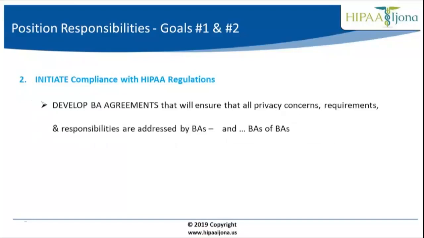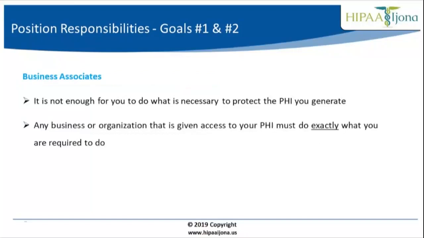You're going to have to develop BA agreements that will ensure that all privacy concerns, requirements, and responsibilities are addressed, not only by your direct business associates, but by any business associates down the line as well. An example would be you've got a lab that you outsource stuff to, and maybe there's one or two tests that they don't do, and there's a specialty lab, and they outsource it to that. So now you've got a BA that has a BA. That's what I'm talking about.